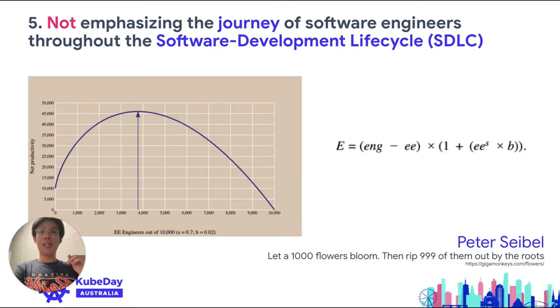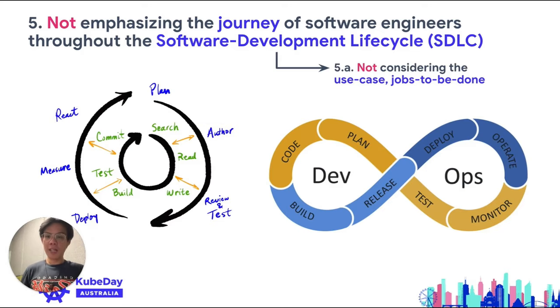Because engineering time is not cheap. So we need to make sure that we are efficient in investing and spending our engineering time. And we could check on each of the steps that they are taking in the software development life cycle. What are the things that we need to help them with in our platform offering?